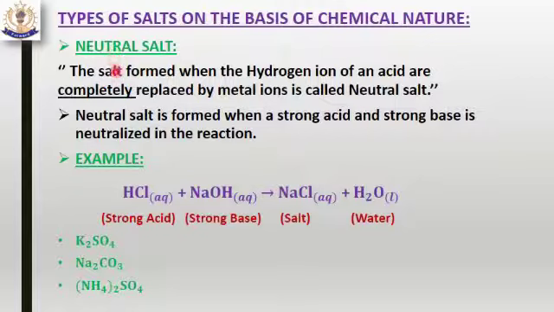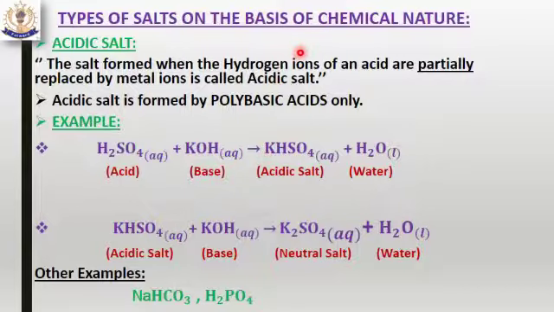Neutral salt is a salt that is formed when the hydrogen ion of an acid is completely replaced by the metal ion. The salt formed as a result is called a neutral salt. Sodium chloride is a neutral salt. A neutral salt is formed when a strong acid reacts with a strong base. Other examples are potassium sulfate, sodium carbonate, and ammonium sulfate.